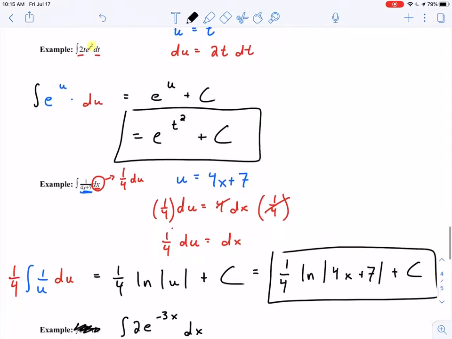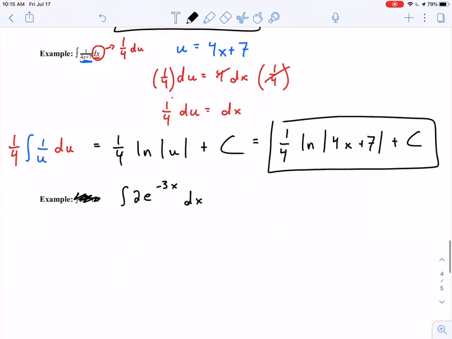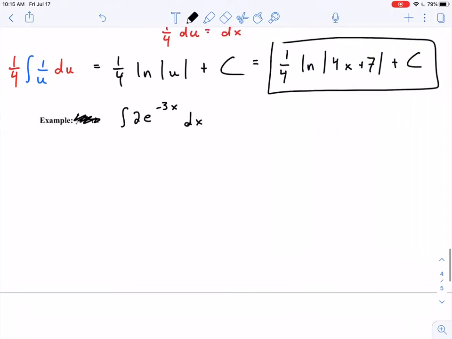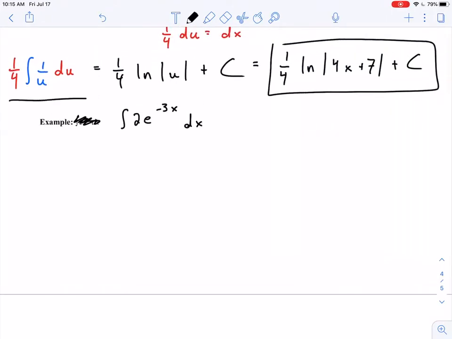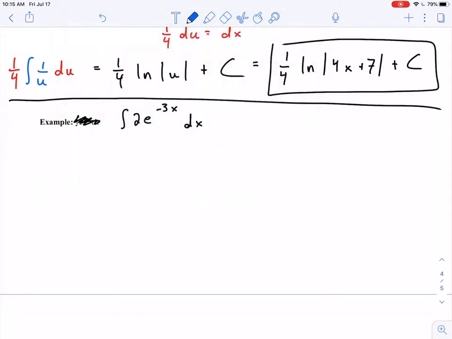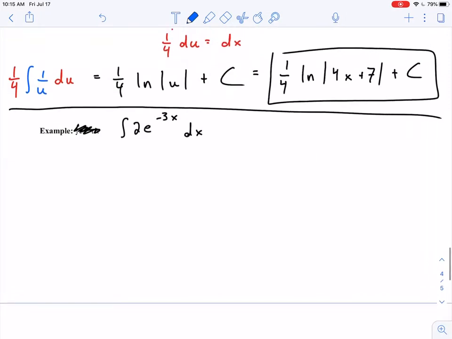Let's look at one more example in this video. Here I have the indefinite integral of 2e to the negative 3x dx. So this looks similar to the first example that we looked at. So I think, okay, we said that power of e, that power of the exponential function, that is going to be my u. U is equal to negative 3x.